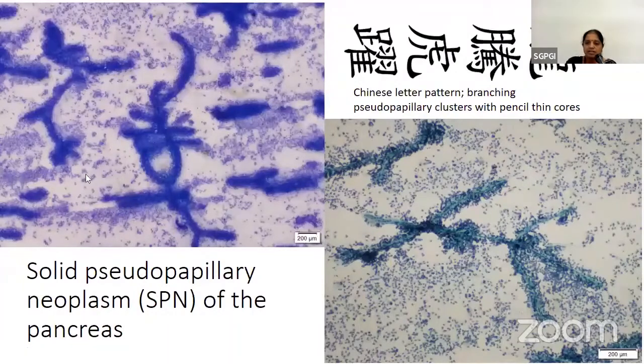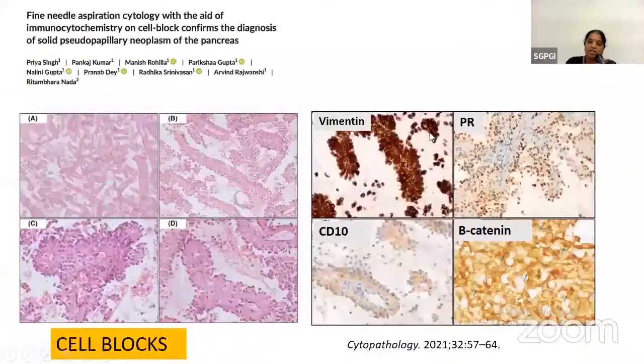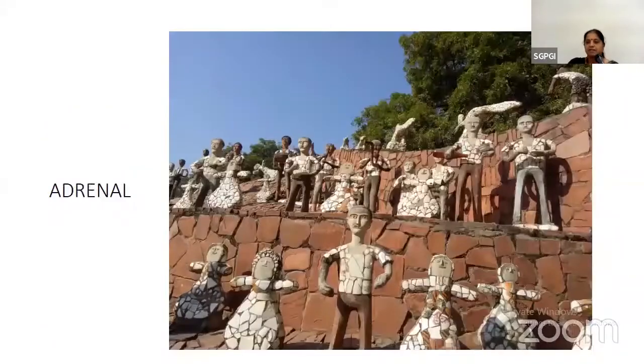Another differential diagnosis is the solid pseudopapillary tumor with this Chinese letter pattern. And of course, these individual cells can simulate an NET, but this is a publication from our department, and we have positivity in the cell block for vimentin, PR, CD10, and nucleocytoplasmic beta-catenin, which gives you the confirmation that you are dealing with a solid pseudopapillary tumor of the pancreas, which is a close mimic of pancreatic NETs.